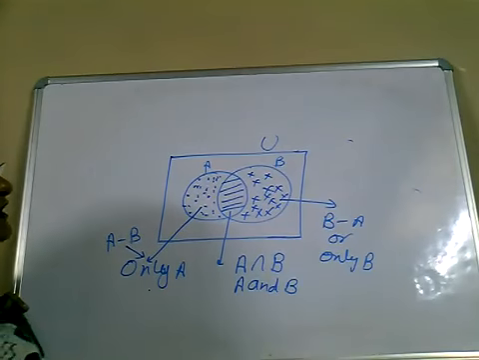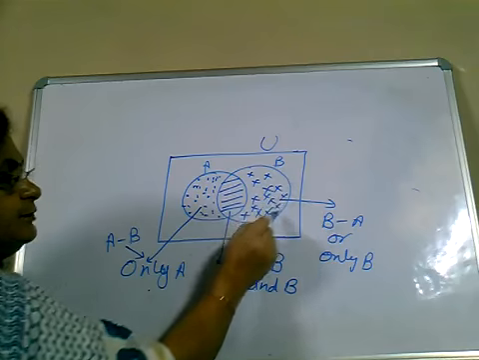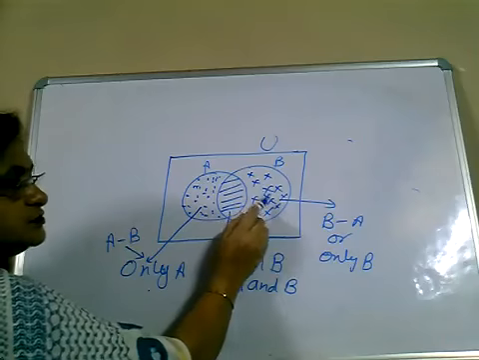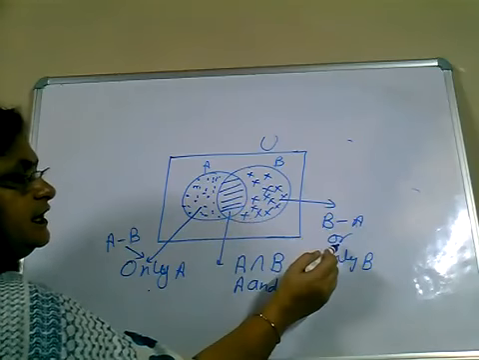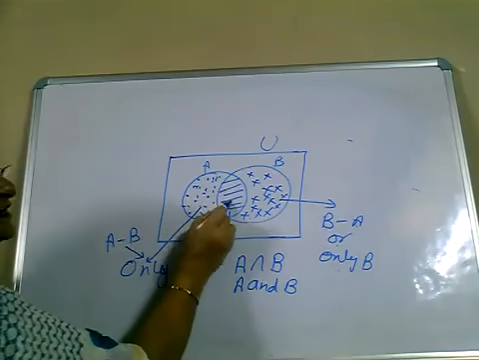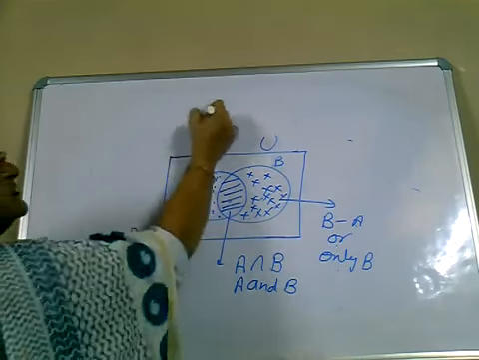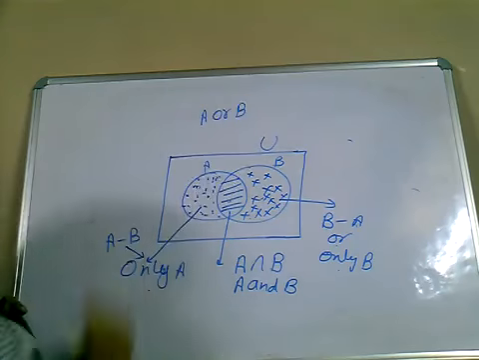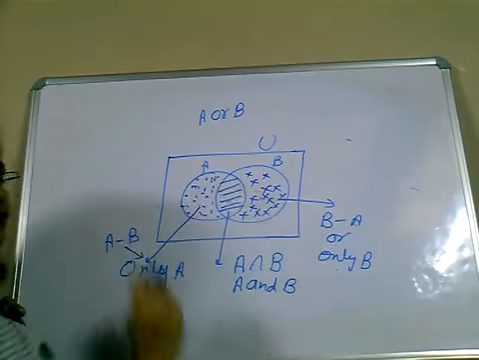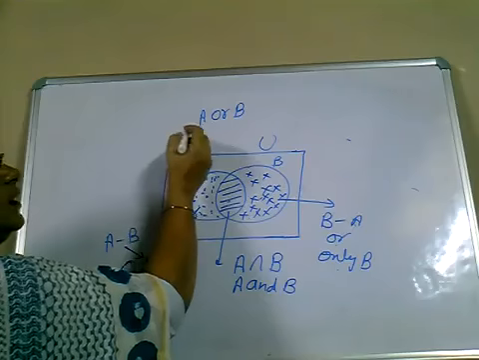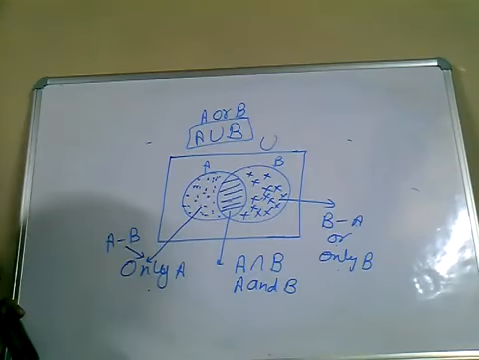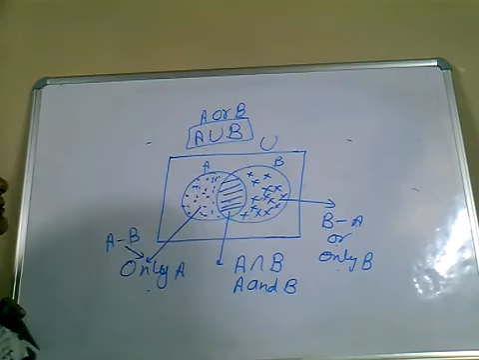B minus A means elements of B but which are not in A. So this portion will represent B minus A, or we can say only B. Now this plus this is represented by A or B. It means elements either in A or in B or in both, meaning A or B, or we can say A union B.